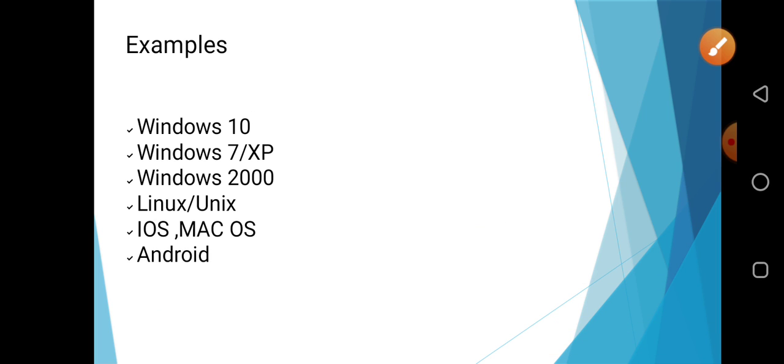The different examples of OS. In case of computer, it is Windows 10, Windows 7, XP, 2000, server versions, Linux, Unix, iOS, Mac OS, and Android in case of mobile.